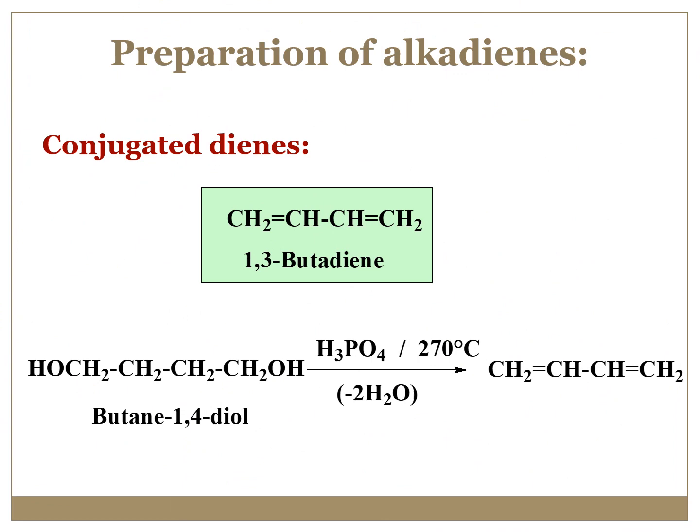This is how it is drawn in an organized manner. You have the conjugated diene, you place the OHs on the terminal carbons, and you use the phosphoric acid in high temperature. You do not need to memorize the temperature. You end up with the conjugated diene, or you can have a halogen here instead of the OH, and in this case you will use alcoholic potassium hydroxide, and again you will get the same product.